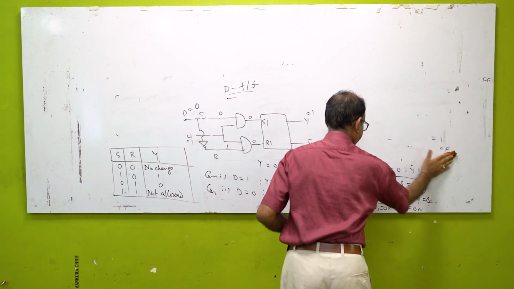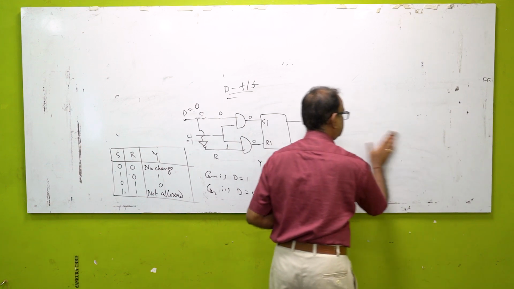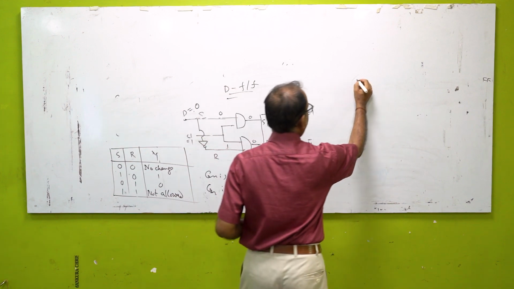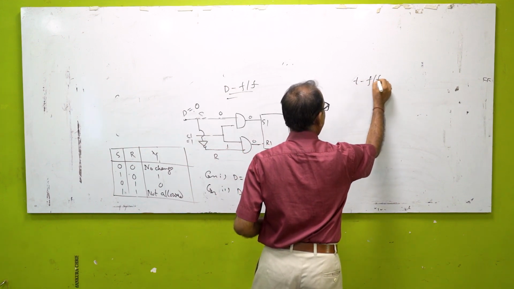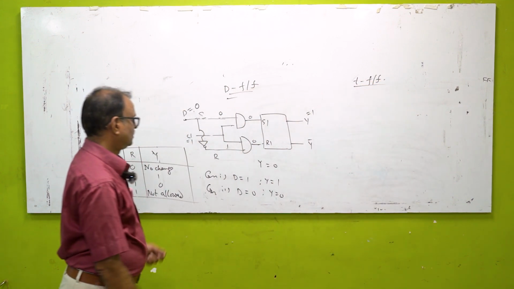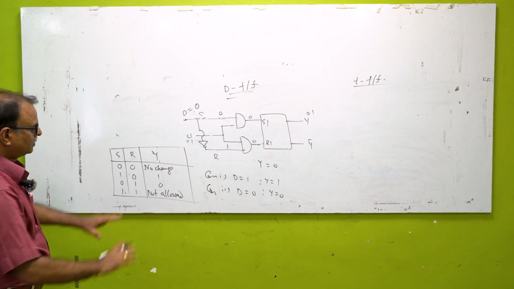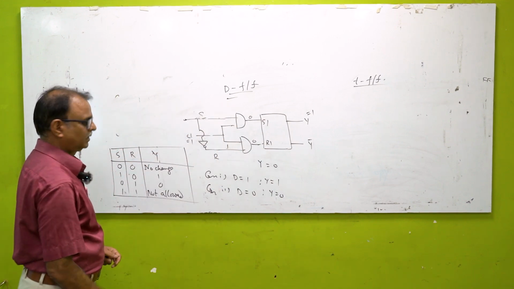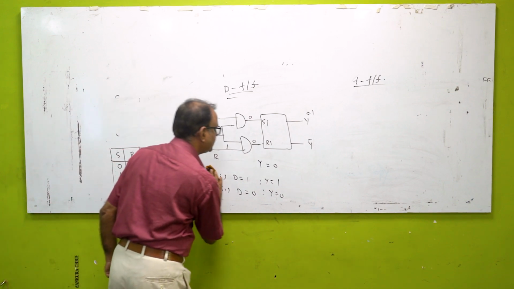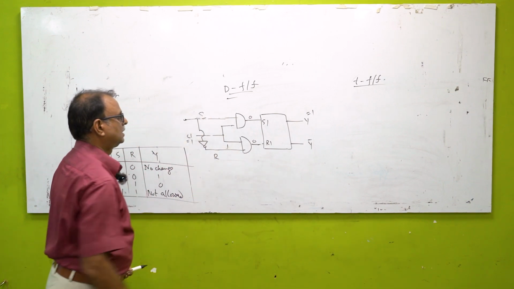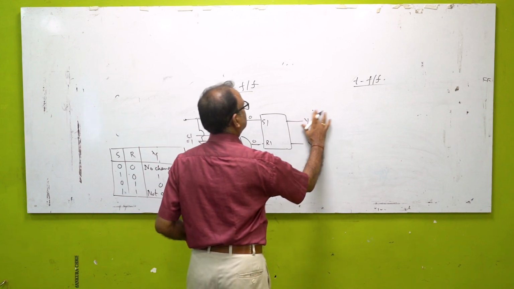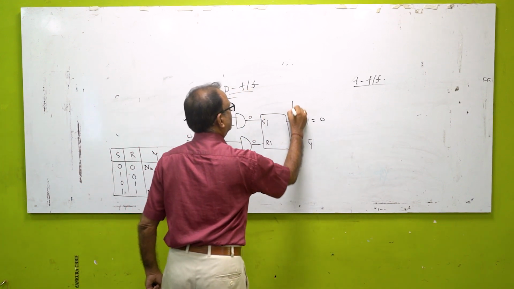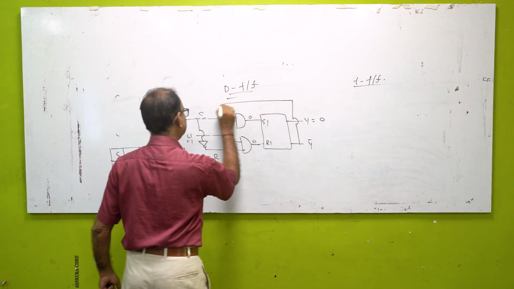Now, another flip-flop that I will discuss right now is the T flip-flop, or toggle flip-flop. What is this toggle flip-flop? Look, the entire circuitry is the same as your D flip-flop. Only one change is there. Suppose Y is equal to 0. Let me make the connection. A little bit of change is there.